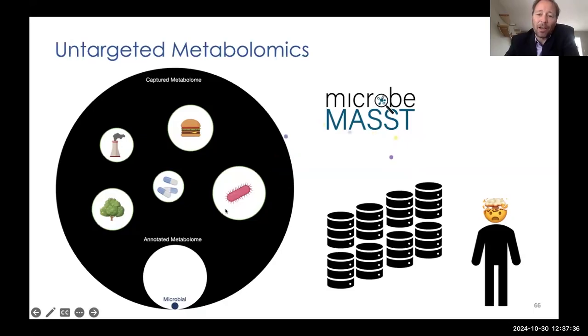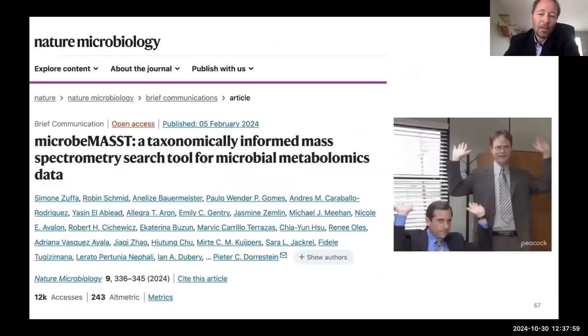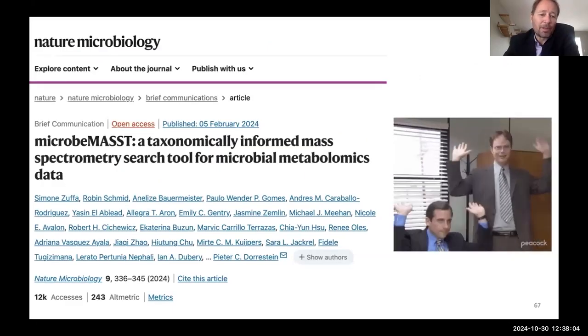And this is really how the start of the MicrobeMass, which is a domain-specific mass. And the idea was, we want to be able to assign known molecules to see which microbes can produce them, but also the unknown molecules, or the unknown signatures that we get by mass spec, to be able to assign which microbes can make those. And so we recently published this, so it was pretty exciting.